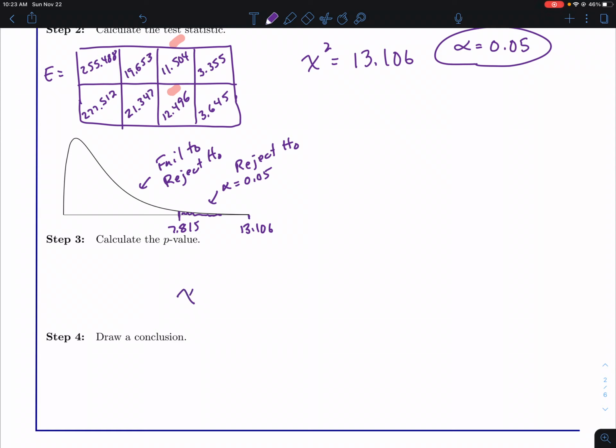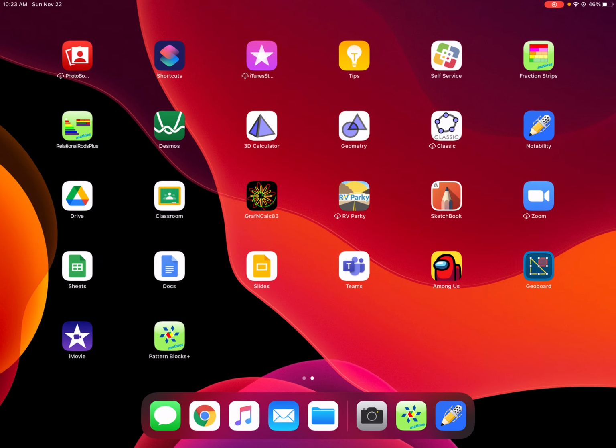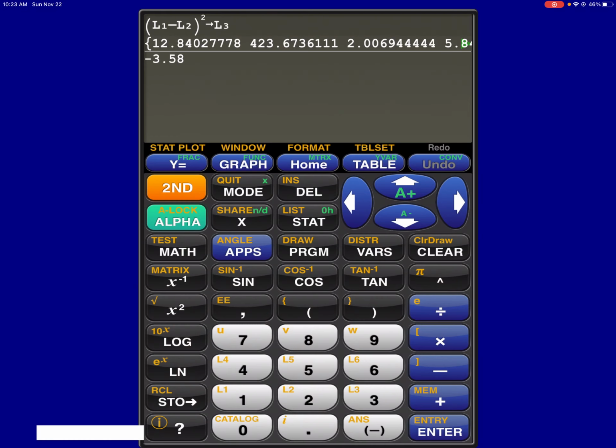So in this case, we're going to do chi-squared CDF, our 13.106, comma, 100,000, comma, our degrees of freedom, which were 3. So let's throw these in the calculator real quick. Second vars, chi-squared CDF. So 13.106, comma, 100,000, comma 3.